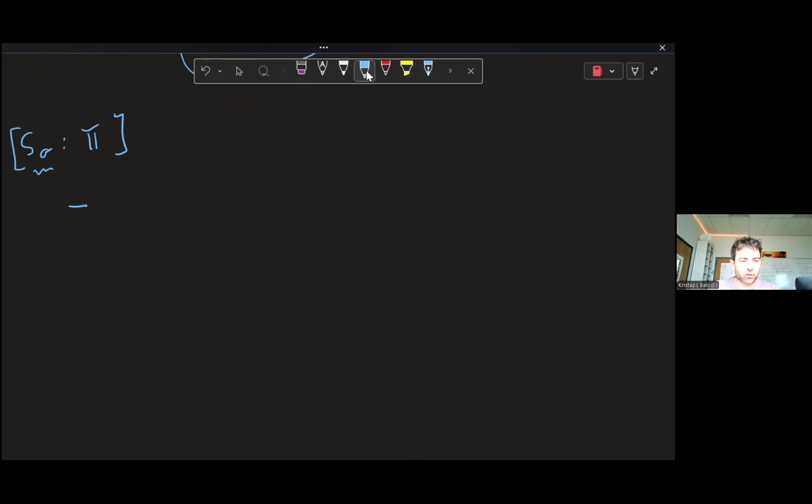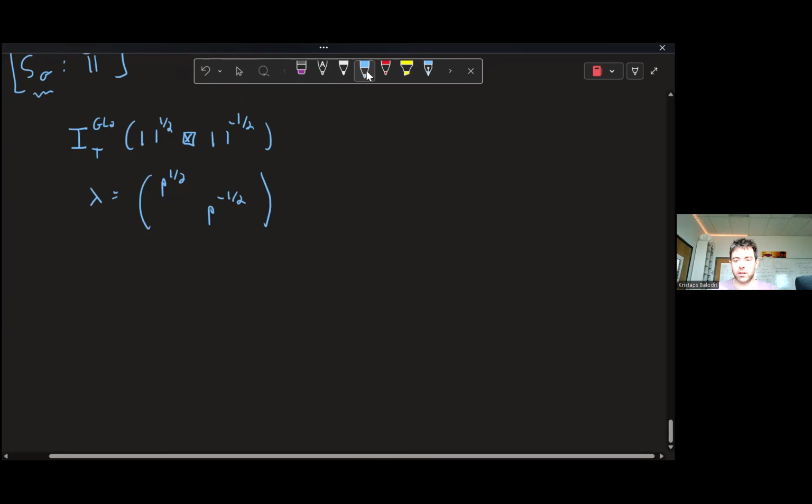So suppose, for GL2, I'm looking at the induced representation of GL2, which is given by the unramified character where the exponents are positive 1/2 and minus 1/2. Then my lambda will be p to the 1/2, p to the minus 1/2. And I can see what happens.